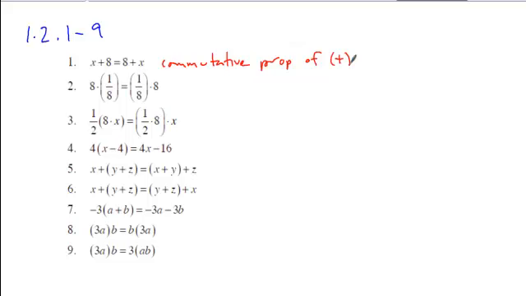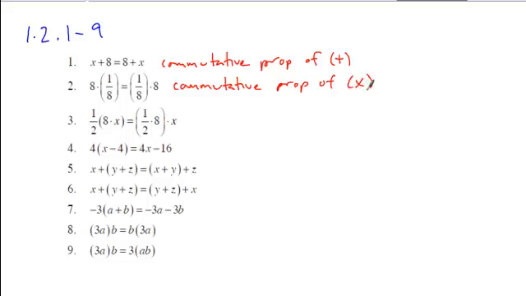For the second one, you have two factors being multiplied, and once again the order is changed from 8 in the front to 8 in the back. When the order is changed, that represents commutative property. This time the operation is multiplication.